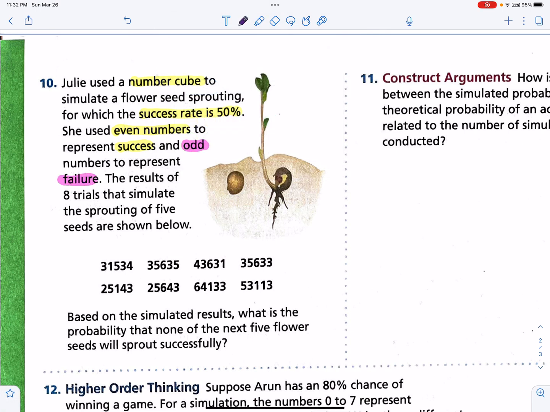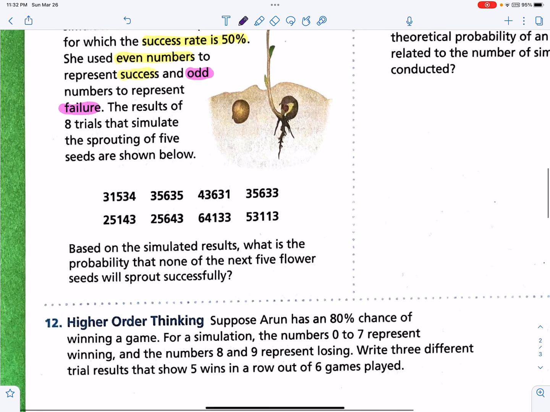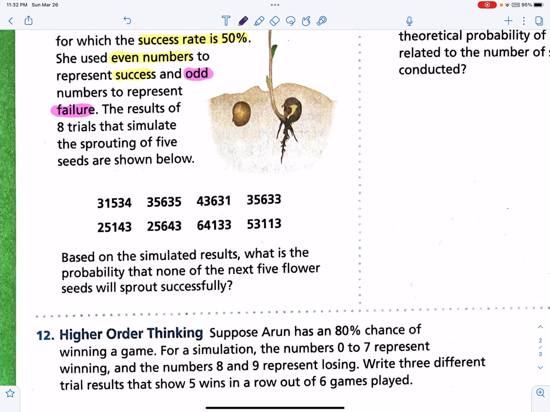Okay, so they did 8 trials simulating laying 5 seeds down, and then there's the data that they got. Based on the simulated results, what is the probability that if they put 5 more seeds down, none of them would sprout? So that's what we're focusing on, is the concept of none of the next 5 sprouting. Okay, so let's look for any of these simulations where none would be a sprout.